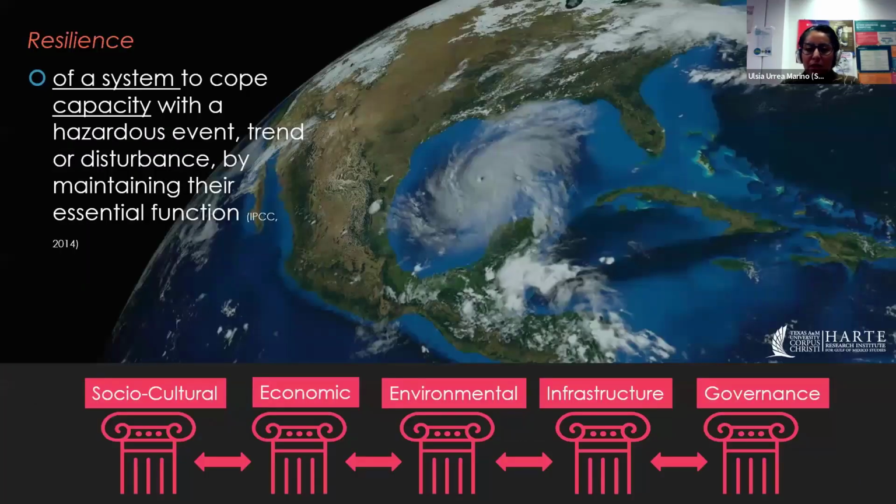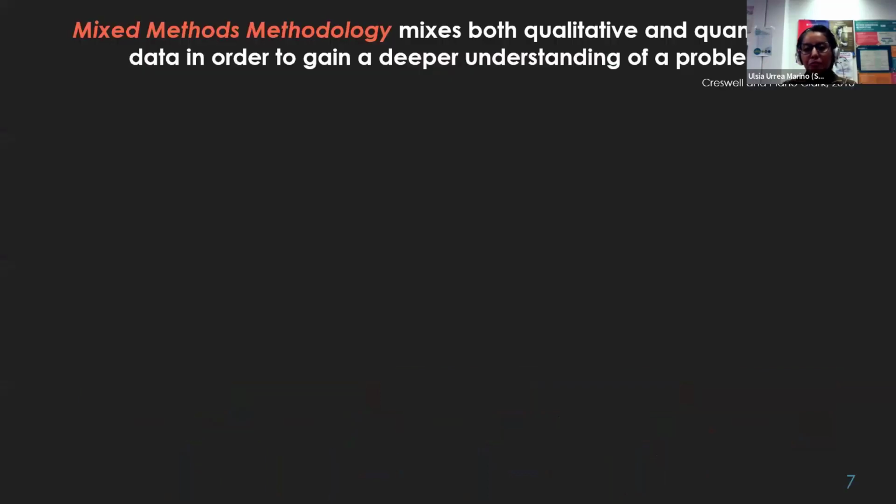The other concept that is nodal for my work is resilience, and we can understand resilience as the capacity of a system to cope with a hazardous event, trend, or disturbance by maintaining its essential function. And in this particular case, I understand this concept as built on 5 pillars: sociocultural, economic, environmental, infrastructural, and governance, and all of them work together to strengthen or not the resilience of a system, in this case, cities.